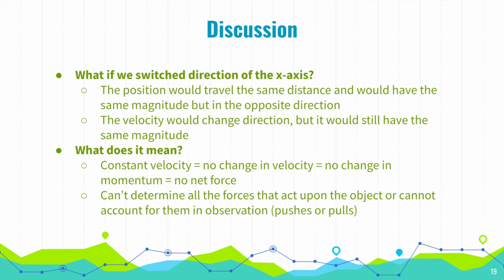And what does all of this lab experiment mean? Well, we can conclude that if an object is traveling at constant velocity, that means there is no change in velocity, and that means that there is no change in momentum. So eventually, there will be no net force acting upon the object, and the force will be zero.